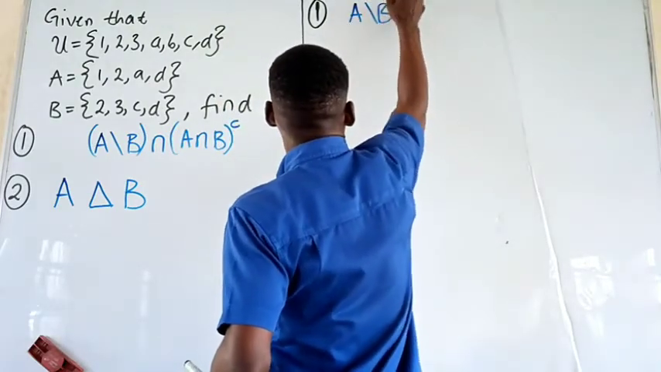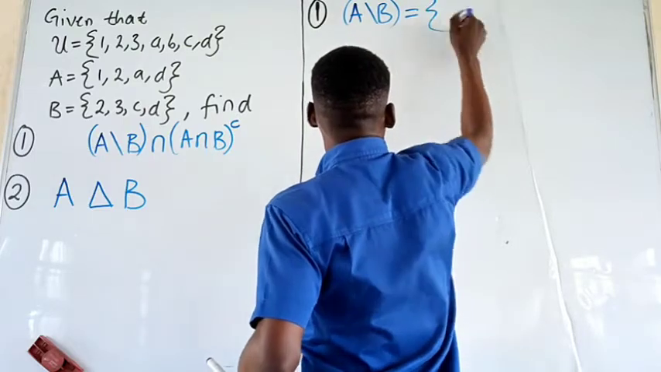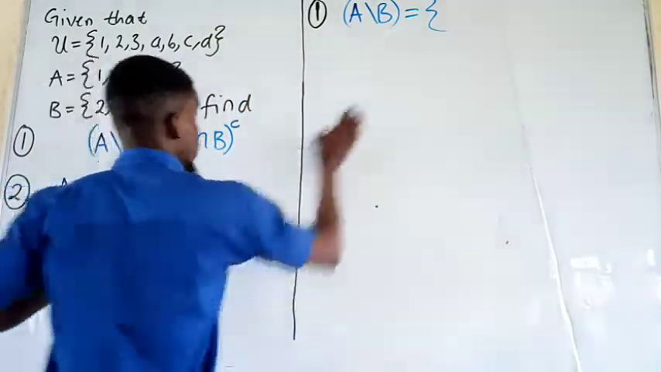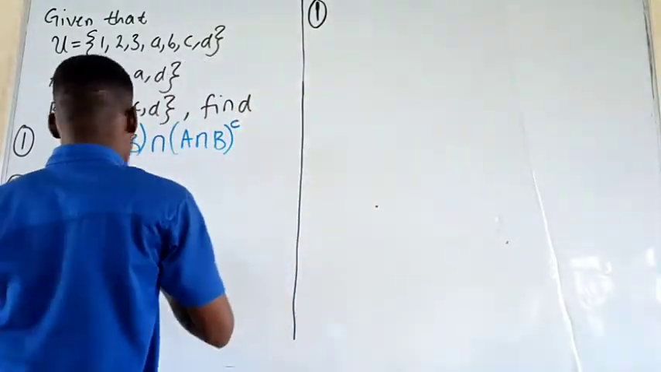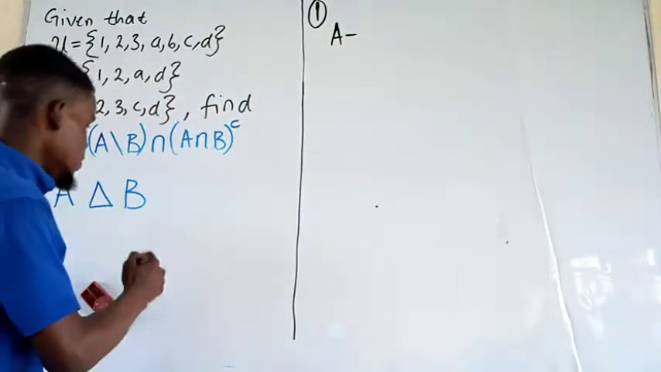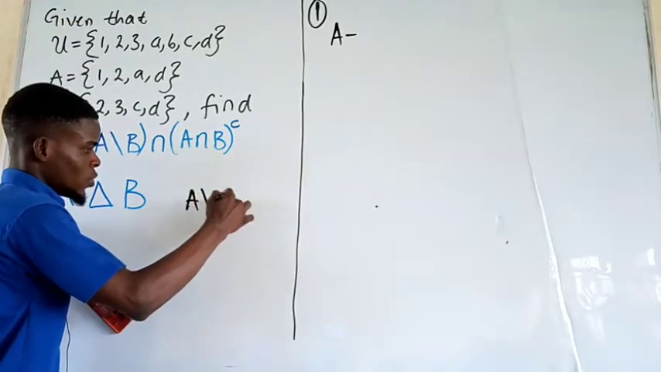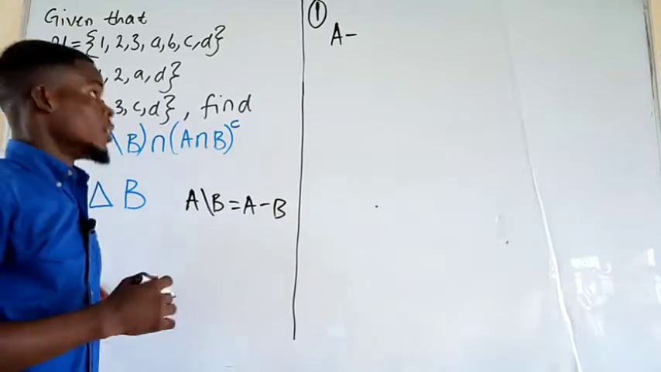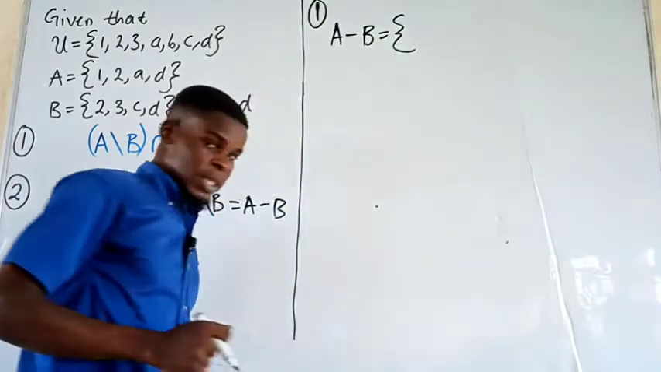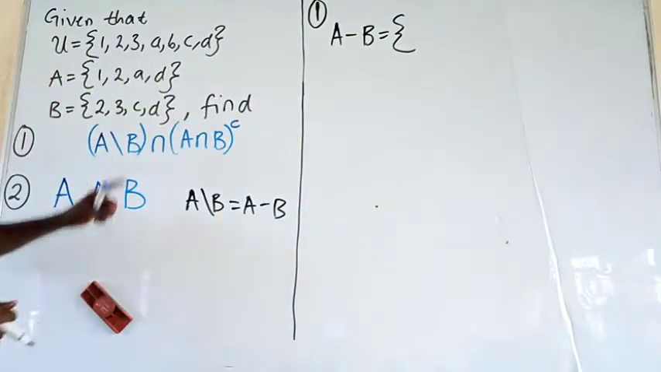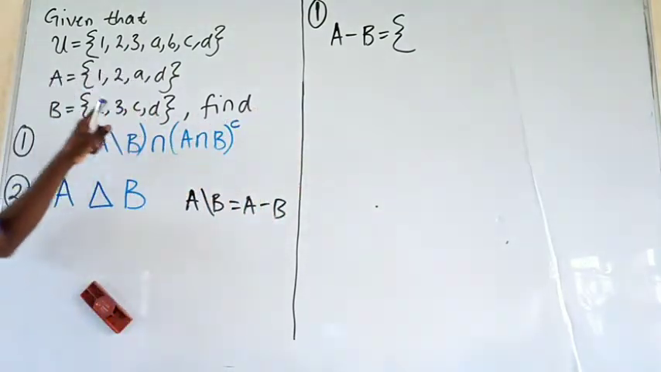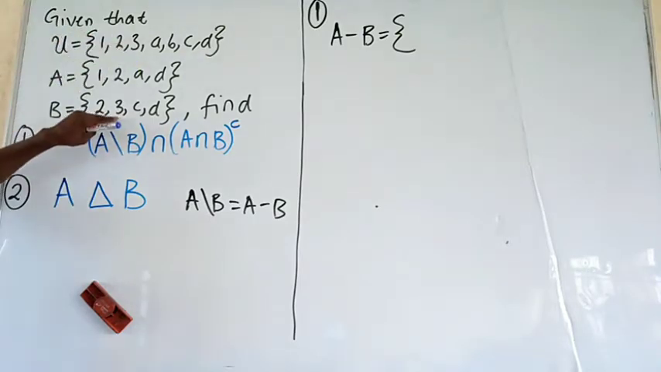A backslash B. Okay, so we need to know the elements that it will contain. Like I said, A backslash B is the same thing as A minus B, so I would like to use A minus B. It will be a new set that contains some elements. So when we have A backslash B, it really means elements that are in set A but are not in set B. So which elements are in set A but cannot be found in set B?